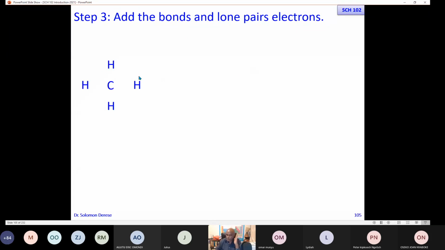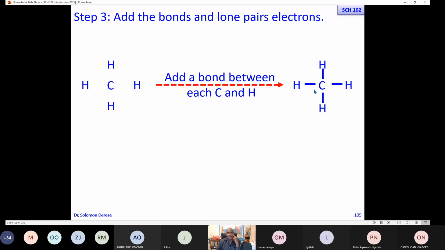So we have this arrangement of atoms we have determined in step 1. What you do first is form a single bond here, single bond here, single bond here, a single bond here. Add a bond between each of the carbon and hydrogen like that. So we have formed a bond. You cannot have a molecule where you have not formed a bond between the carbon and the hydrogen. That's not a molecule. This is a molecule because they have formed bonds with each other. So we must form a bond. That's what we do first.